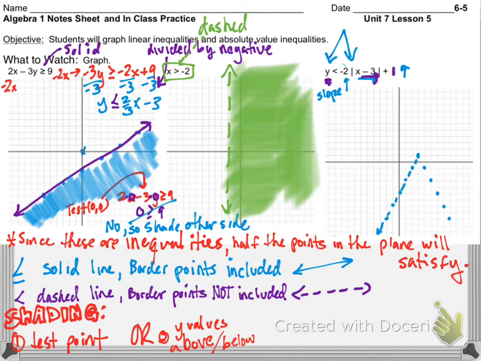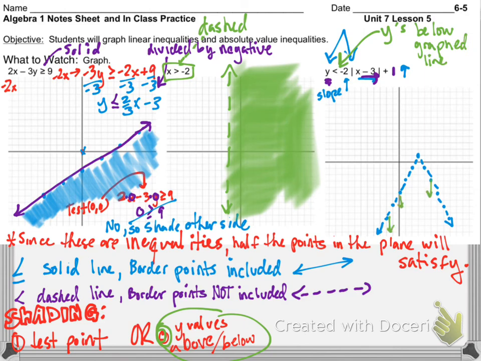It's a dotted line, or dashed line, because of the inequality symbol. And now y is less than all those, so I'm just going to shade directly down from my graph. So starting on my graph, I shade down, and that shades that region there.